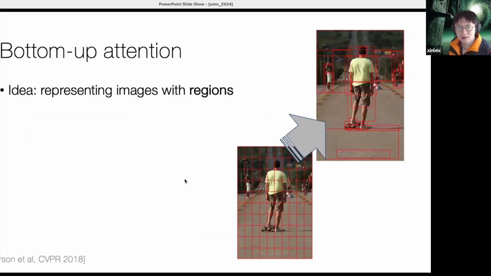And the idea there is very simple. So instead of representing images with grid features, like the bottom left here, it tries to represent images with region features.